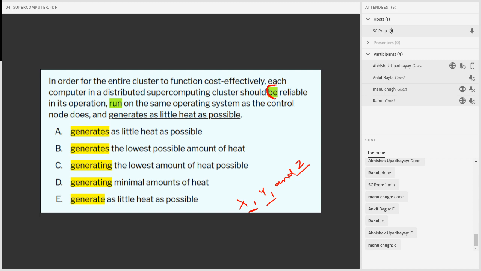Let's try reading it. Each computer should be reliable. Each computer should run the same operating system. And each computer should generate. Not each computer should generating, should generates. So each computer should be reliable, should run, should generate. Quick check. Is everyone comfortable with this?